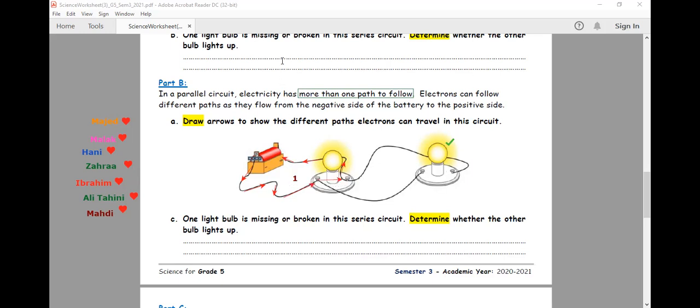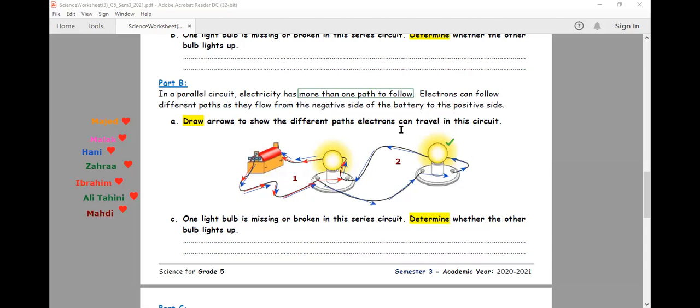Let's see the second one. I'll use another color. Electrons leave the negative side of the battery this way, through the second light bulb, and then back to the battery. This is loop number 2.